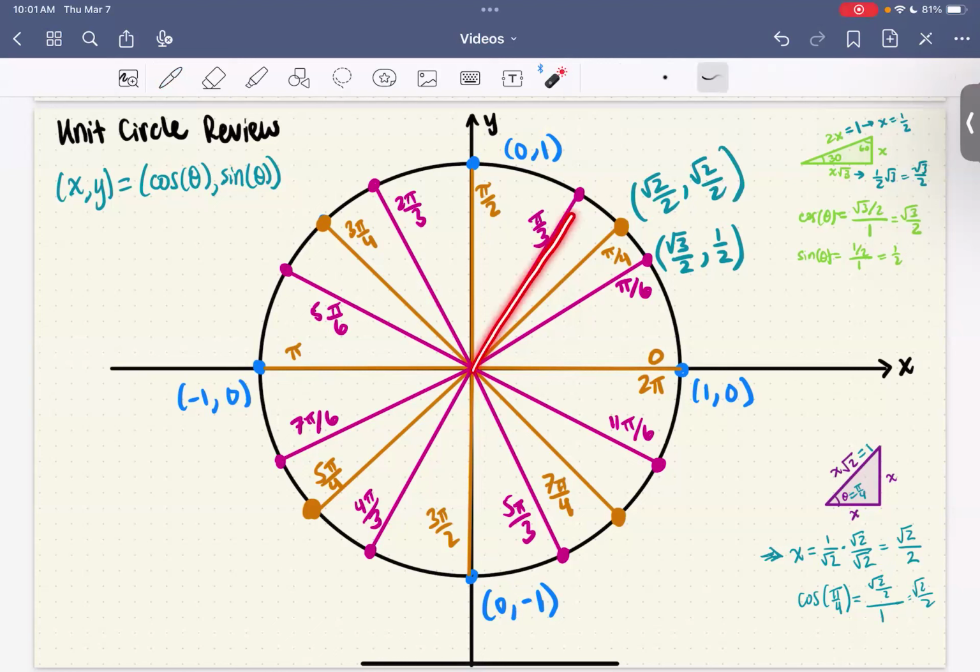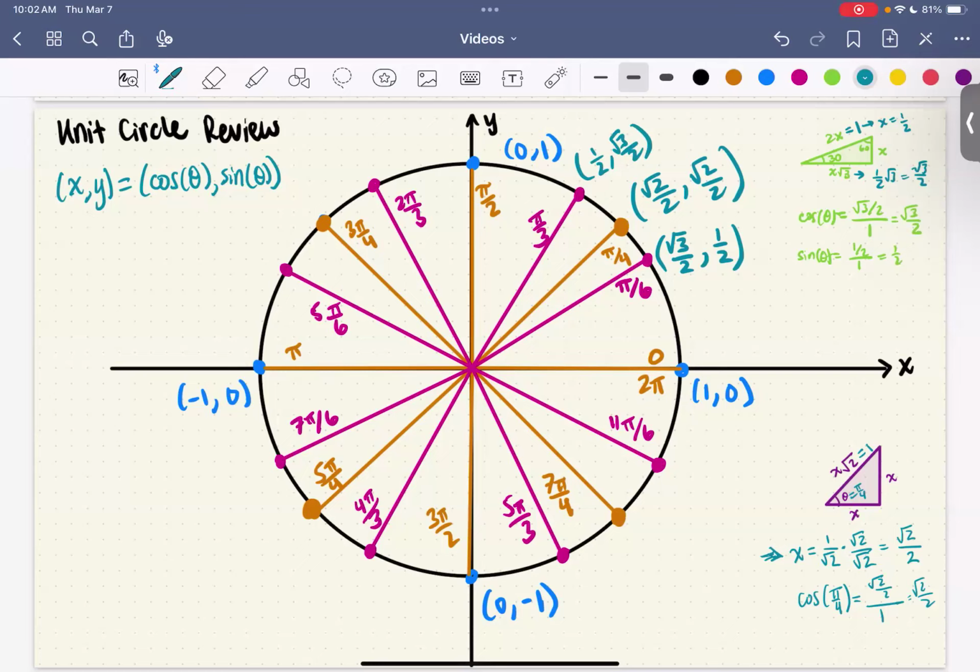Now look at this one. This is another 30, 60, 90 triangle, but notice the short side is this x part. The long side is the y part. So it's going to be like this point, but with the order swapped. So this is 1/2, root 3 over 2.